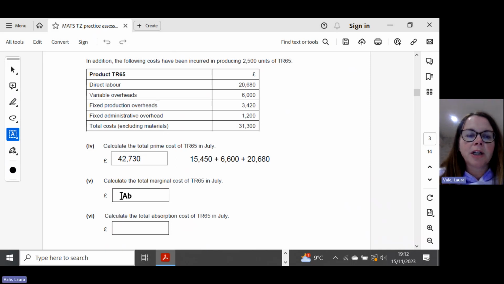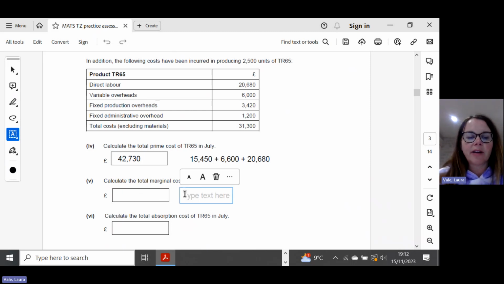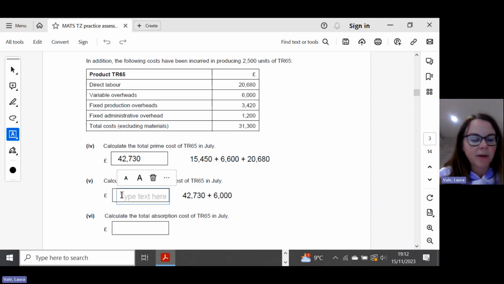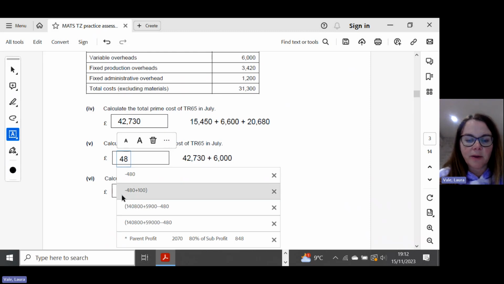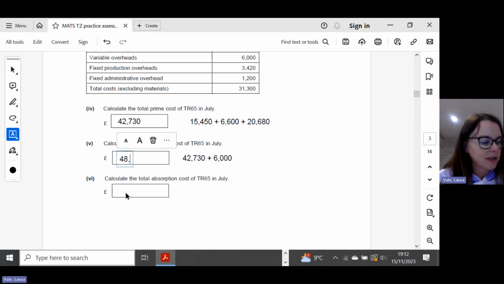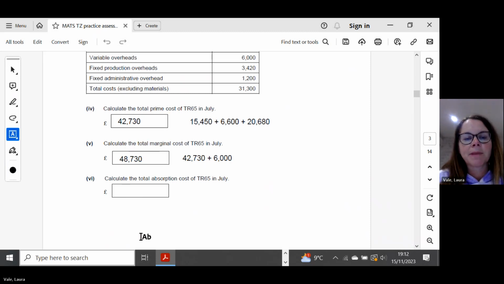I'm then asked for the marginal cost. Well, I know that the marginal cost is the prime cost and then add on the variable overheads. So my calculation now will be 42,730 plus those extra variable overheads, 6,000. So that gives me a figure of 48,730. And then the total absorption cost.